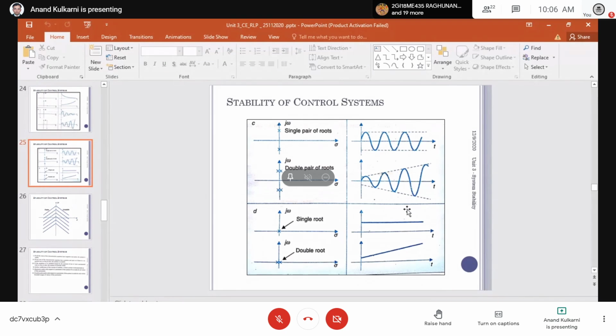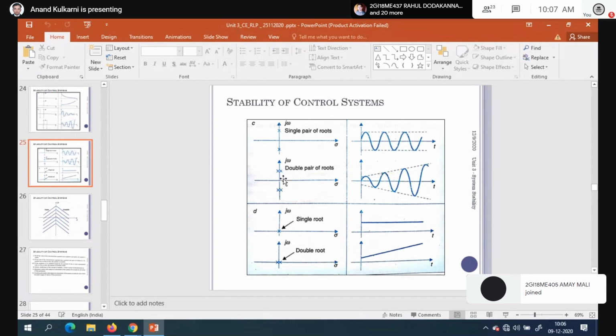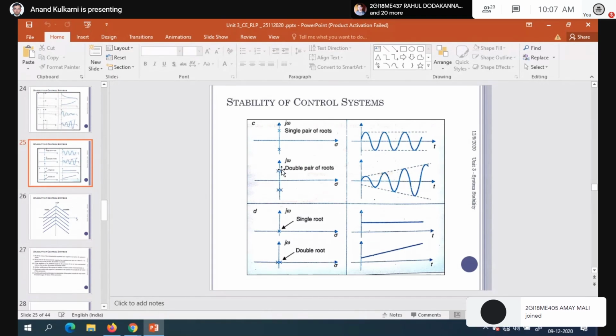Remaining things, there is another condition: on the j omega axis, if multiple roots are there at the same spot. You can see double roots, double poles at the same spot here and here on the j omega axis, or at the origin also. If there are multiple roots at the origin, that means s square is equal to 0, then also the system becomes unstable, not limitedly stable.